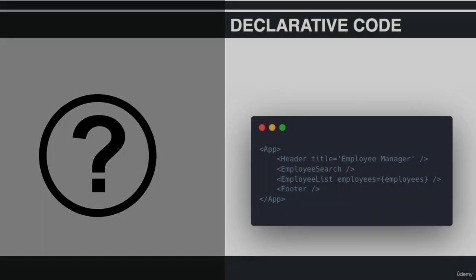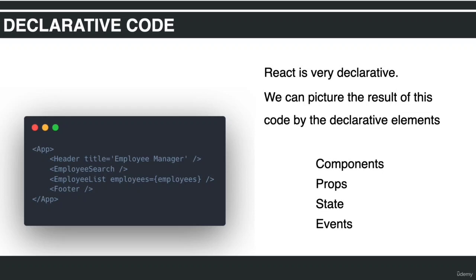All right, so React is very declarative, and what I mean by that is we write the code that we want, and React is in charge of taking our declared code and performing all of the JavaScript and DOM steps to get us the result that we want. So if we look at this code here, you don't really have to understand React to be able to visualize what this would look like in a browser.